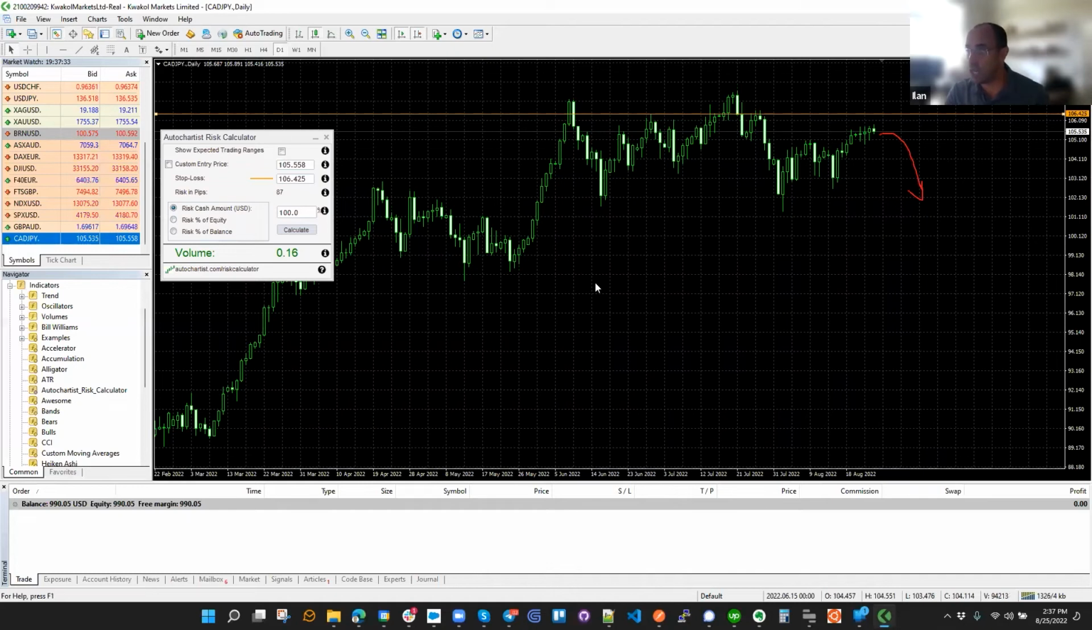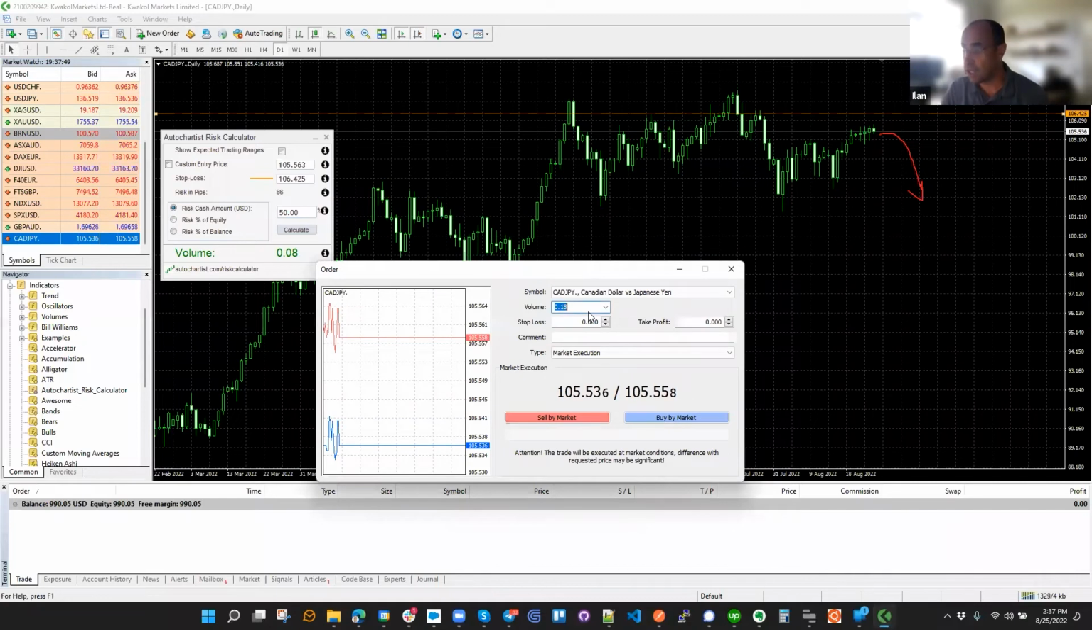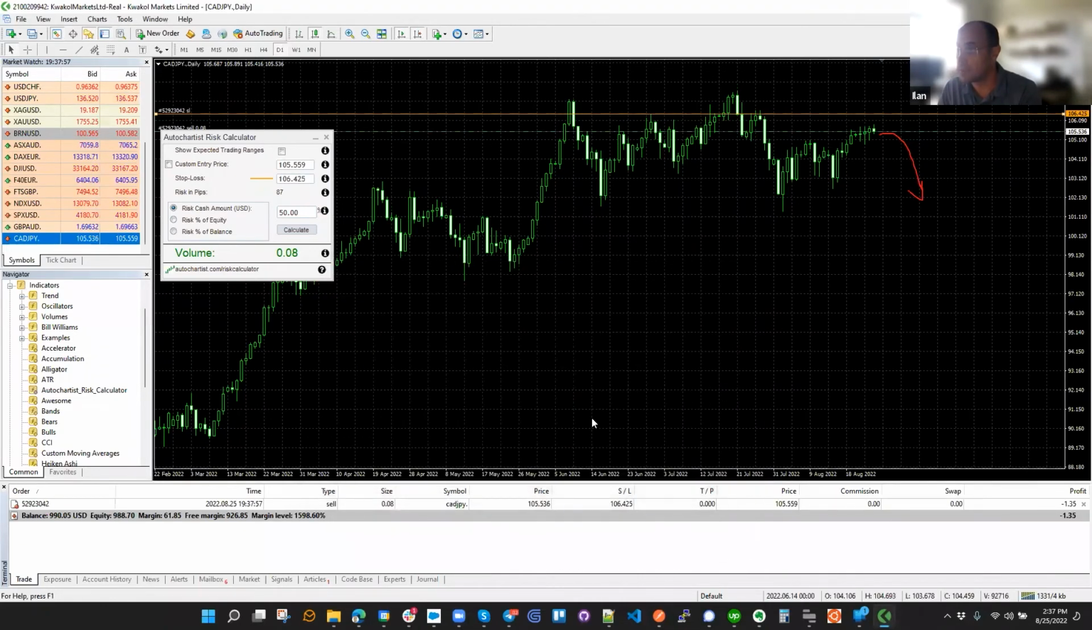So I'm going to trade short now, 106.42. I want to risk $50. And so now I can see that Autochartist risk calculator is telling me to trade a volume of 0.08. So I'm going to take a position. I'm going to go 0.08. I'm going to set my stop loss at the level where I put my orange line and I go sell.